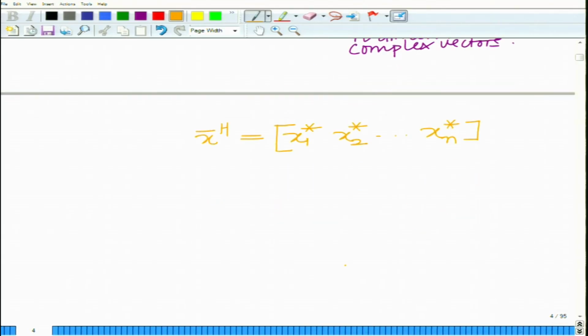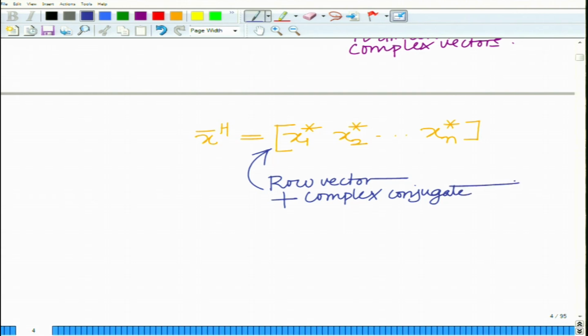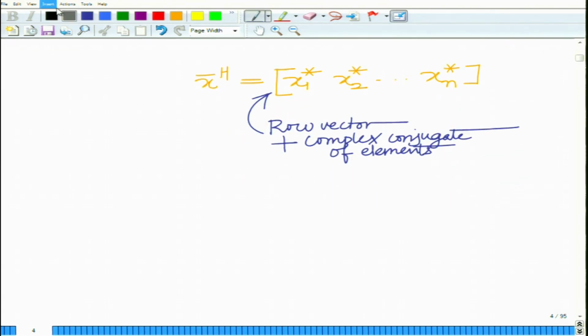In fact, now here in this case you are taking the Hermitian of a vector: the column vector becomes a row vector, and in addition you take the complex conjugate of each complex element. So, that is basically your x bar Hermitian. All right. So, two steps: one is you perform the row vector operation, plus the complex conjugate of the elements.